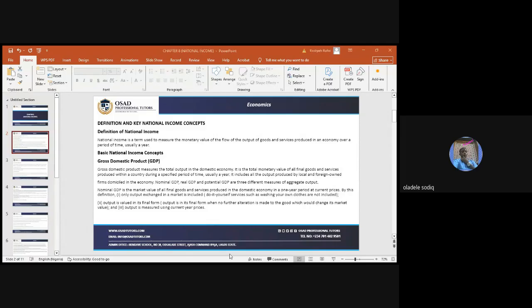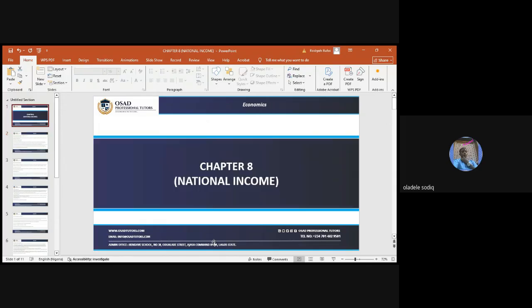All right. So now we're looking at national income. This national income, we are going to be looking at in two phases. We look at one phase tonight, then by God's grace, tomorrow we look at another phase of national income. Today we are just going to be looking at the introductory part to national income.